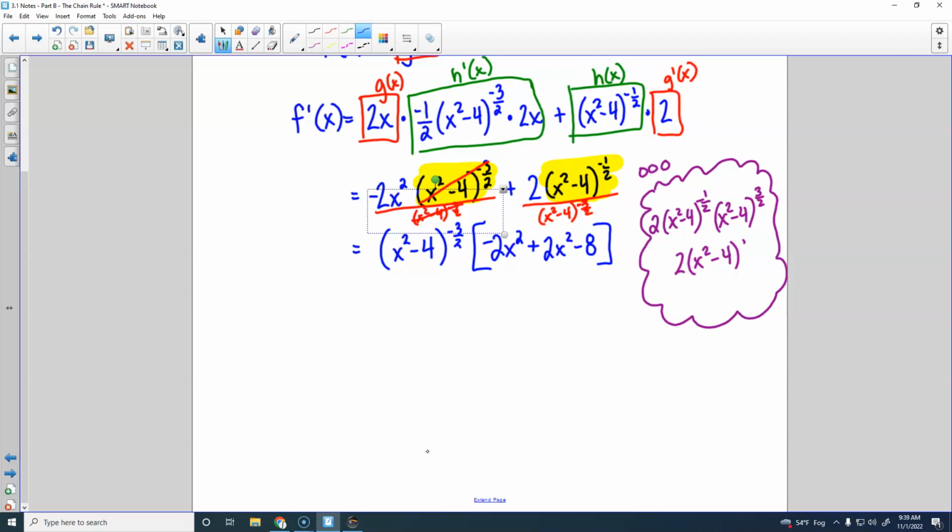Right here. Okay, so now I've got x squared minus 4 to the negative 3/2 times these two actually cancel. I'm just multiplying this by negative 8. They do not usually leave negative exponents, so they will probably rewrite this as negative 8 over x squared minus 4 to the 3/2. Or they might even change it back to a root there.